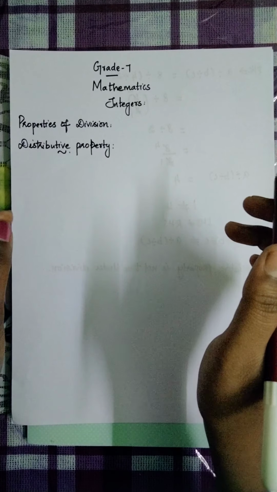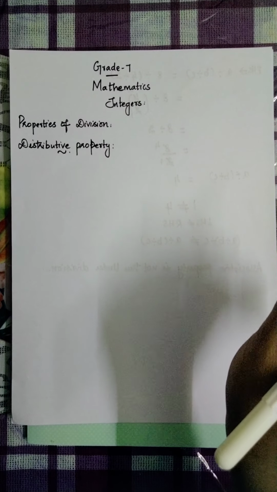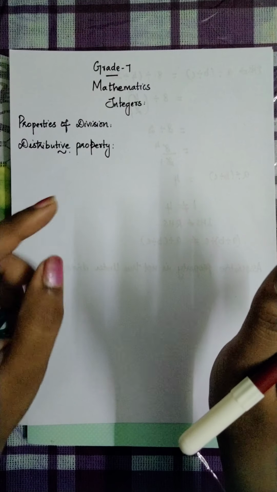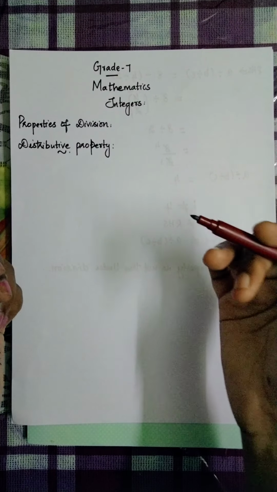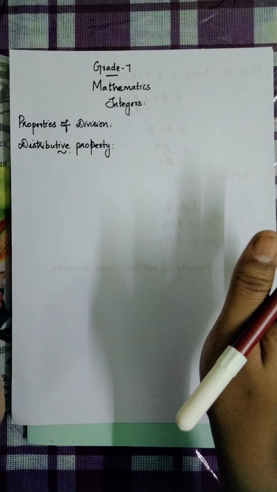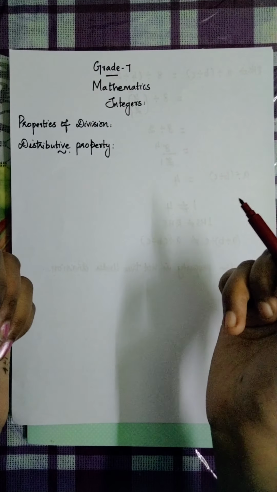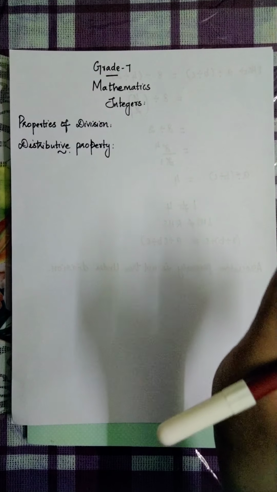Okay, our next property is distributive property. Already I have explained it in multiplication, right? Do you all remember what is distributive property? Yes. In distributive property, we have two conditions. One is under addition. The second one is under subtraction. For division also, we have two conditions. One is under addition and another one is under subtraction. First, we are going to see the condition under addition.